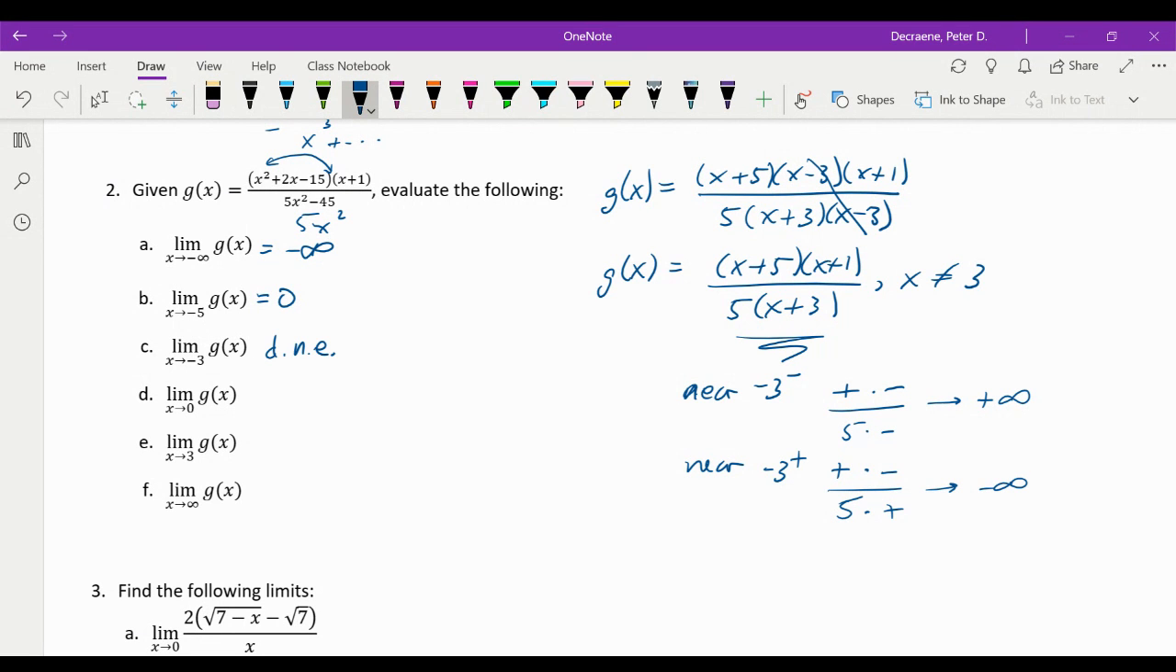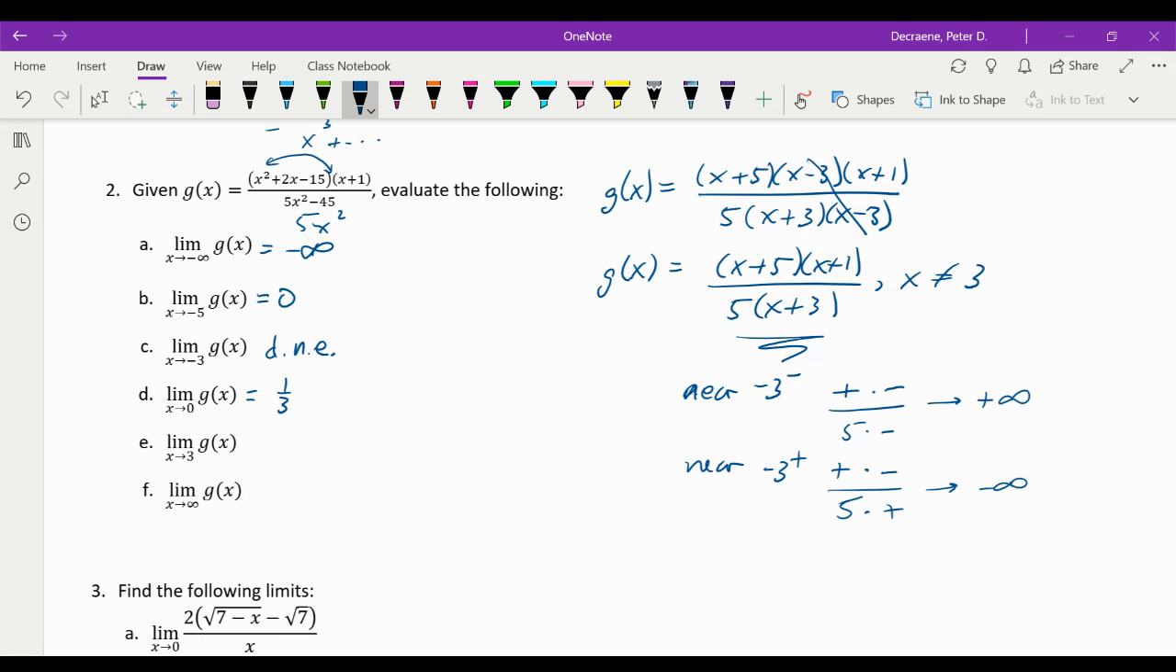The limit as x goes to 0 of g of x, well, let's see. There's nothing in here that would make the function undefined, so I just plug in 0 for x. 0 plus 5 is 5, 0 plus 1 is 1, I get 5 over 15. This is going to be 1/3.